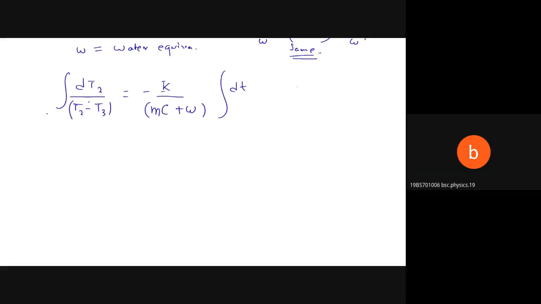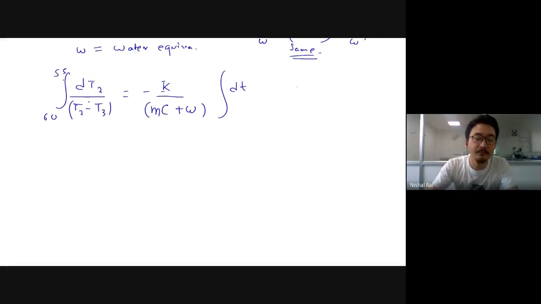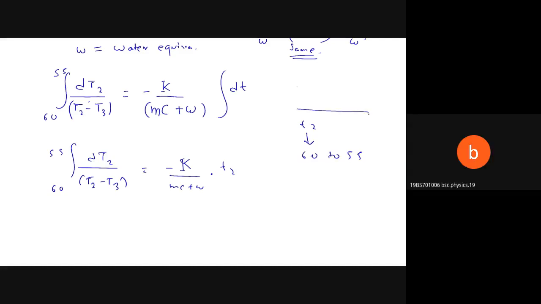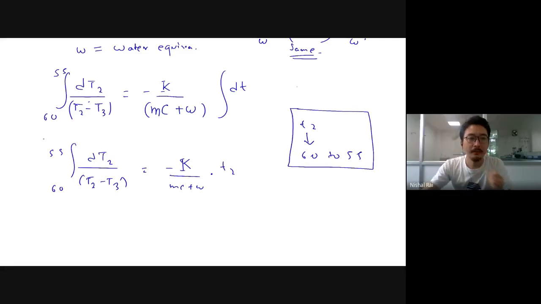Yes, sir. So it will go from 60 to 55, same. But the liquid and water cool in different times, isn't it? Yes, sir. So that's why this will again be 60 to 55. Let the time taken for this be T2. T2 is the time taken for the liquid to go from 60 to 55. Clear? Yes, sir. This is another equation.